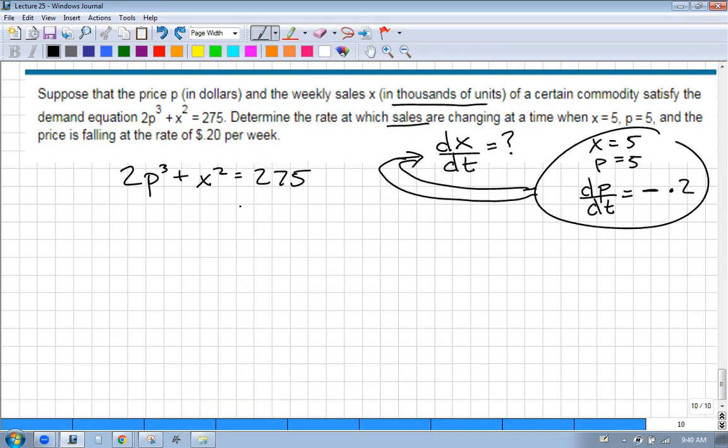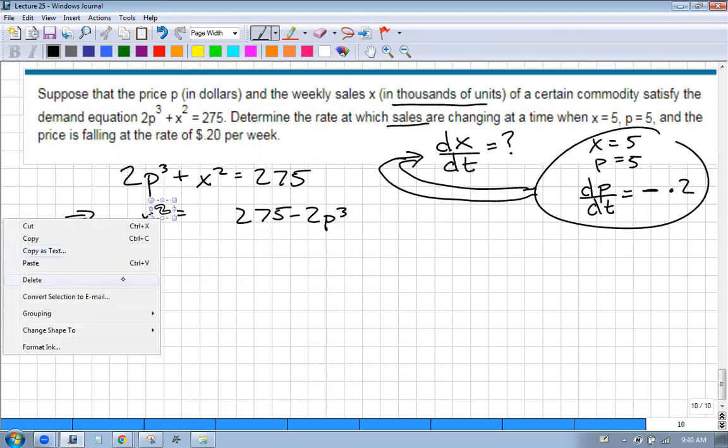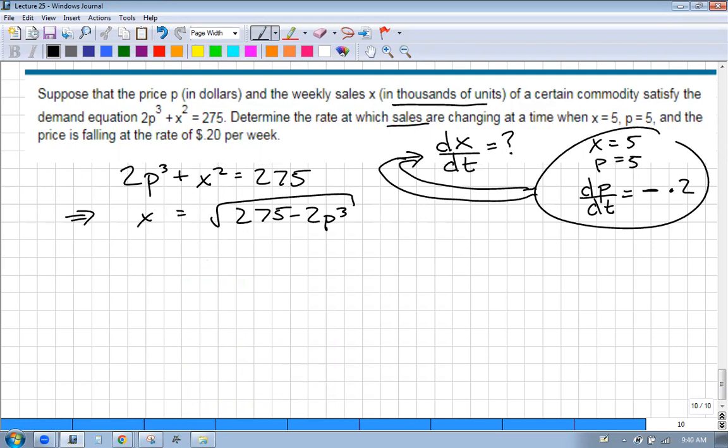We could do implicit differentiation, but you know what? We could just do this first, right? And then we're not interested in a negative quantity, so I can just take the square root. We don't have the plus or minus here, because we're only interested in positive x. So we don't have to do implicit differentiation here. We can get the x by itself first.